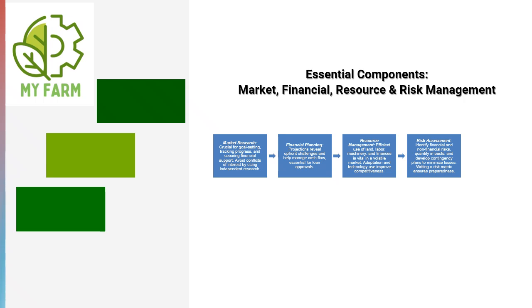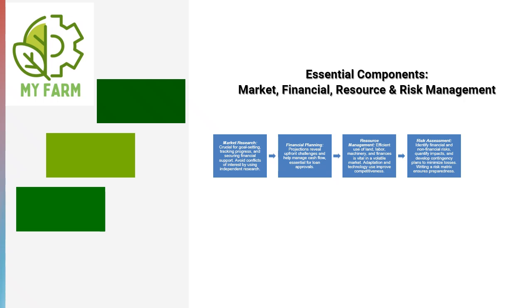In a volatile agricultural market, optimizing these resources is vital. Farmers who adopt new technologies and adapt quickly to changing conditions can improve productivity, reduce costs, and maintain competitiveness. Finally, risk assessment helps farmers identify both financial and non-financial risks, such as weather fluctuations, pests, disease, or market shocks. Quantifying the potential impacts and developing contingency plans ensures that losses are minimized. Creating a detailed risk matrix allows the farm to prepare for uncertainties and respond effectively to unexpected events.